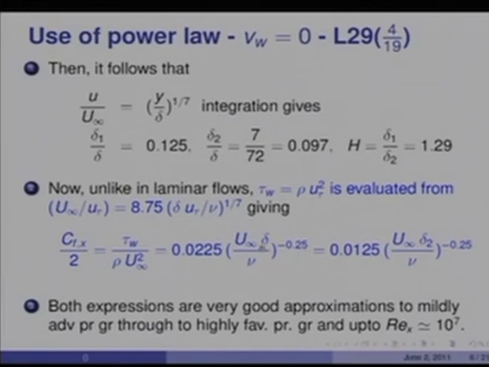Now, if I replace delta in terms of delta 2 using this relationship, 7 by 72, then it will become 0.0125 (u infinity delta 2 by nu) raised to minus 0.25. Both these expressions, either in terms of delta or delta 2, are very good approximations from mildly adverse pressure gradients through to very highly favorable pressure gradients, and up to about Reynolds x of 10 raised to 7, or 10 million. So, we can confidently use the C_fx by 2 expression in this manner, and use H equal to delta 1 by delta 2 equal to 1.29.